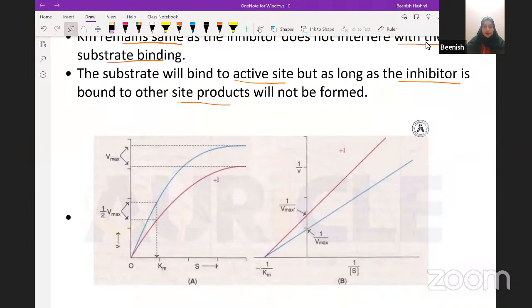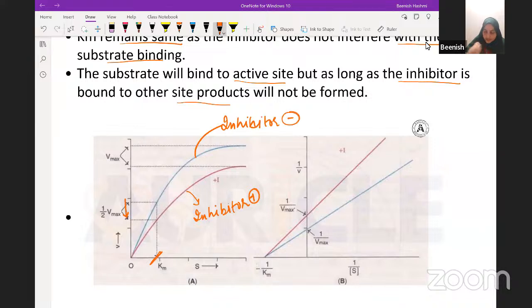And these are the graphs for non-competitive inhibition. You can see your Km remains the same in both the cases, but your Vmax is going to decrease. From here, the Vmax has reached here. This red one indicates when inhibitor is used, and this is when inhibitor is not present. So you see, Vmax decreases and Km remains the same.